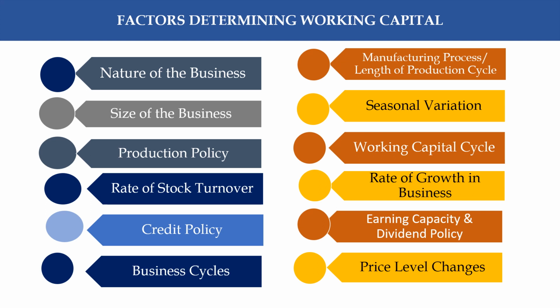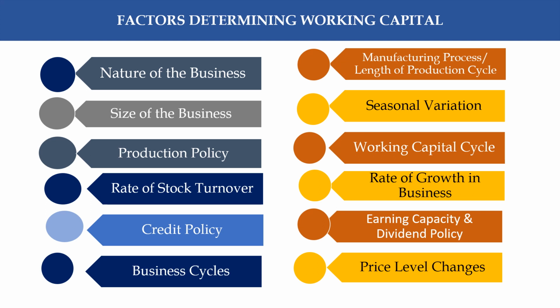On the other hand, trading firms and manufacturing firms need to invest a huge amount in fixed assets and working capital, and also they have to sell goods on credit basis. In that case, obviously, they need more working capital. Number two is size of the business. When the size of the business is quite large, it needs more working capital. On the other hand, if it is small, it needs less working capital.